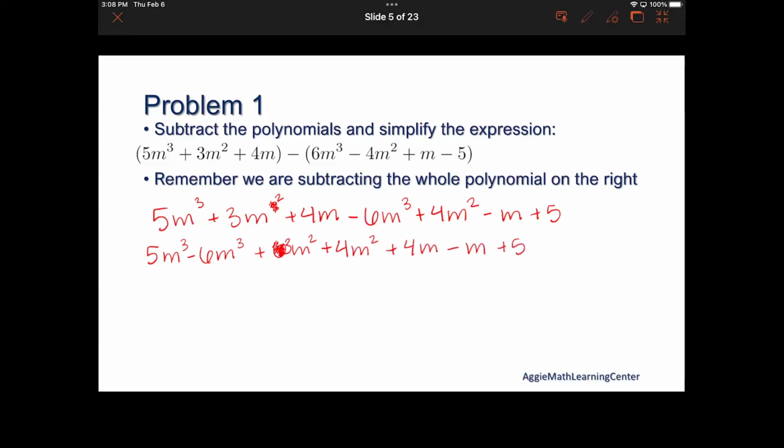So here, we have 5m cubed, and then we're going to subtract that 6m cubed. I'm just rewriting this so I can reorder it. It's a little bit easier for my brain. Plus 4m squared. And then we have 4m, and then minus m, and then plus 5. Now that we've reordered it, it's a little easier to see what we're actually adding and subtracting. So we have 5 minus 6, so I have a negative 1m cubed. And then you have 3 plus 4, so you'll have a 7m squared. And then you have 4 minus 1, so you'll have a 3m. And then we don't have anything to add to the 5, so we'll just leave that as 5. Does that make sense?